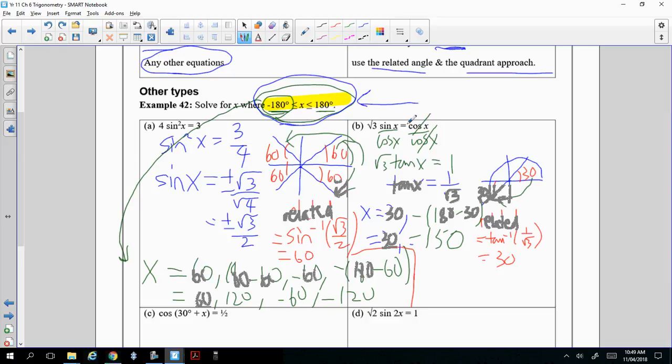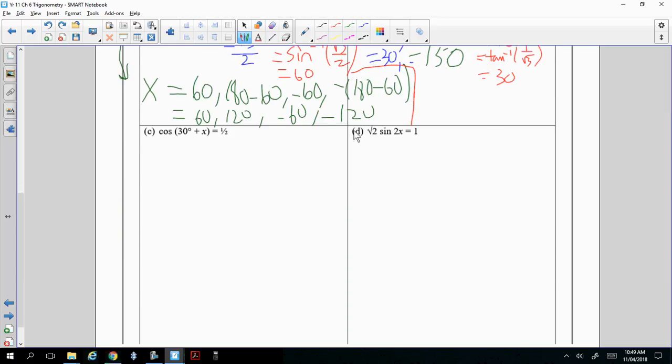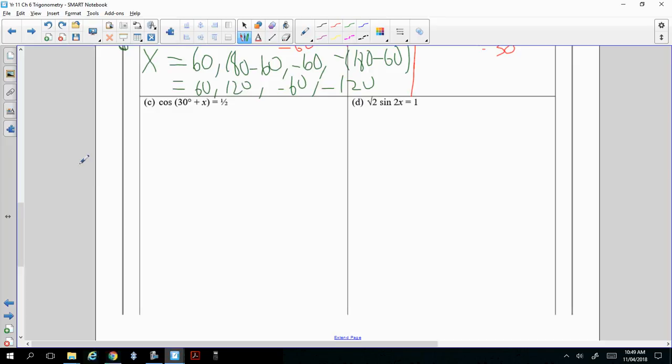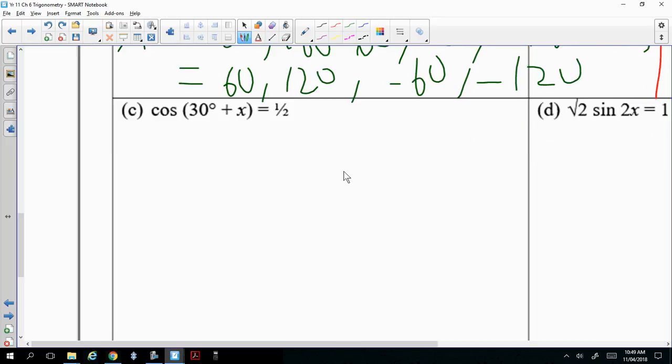Okay, let's do this. Okay, next one. Cos(30 + x) equal to half. So for this one, you still do the same thing. Now, when there's an angle change, 30 plus x, you start off with x between negative 180 and 180.